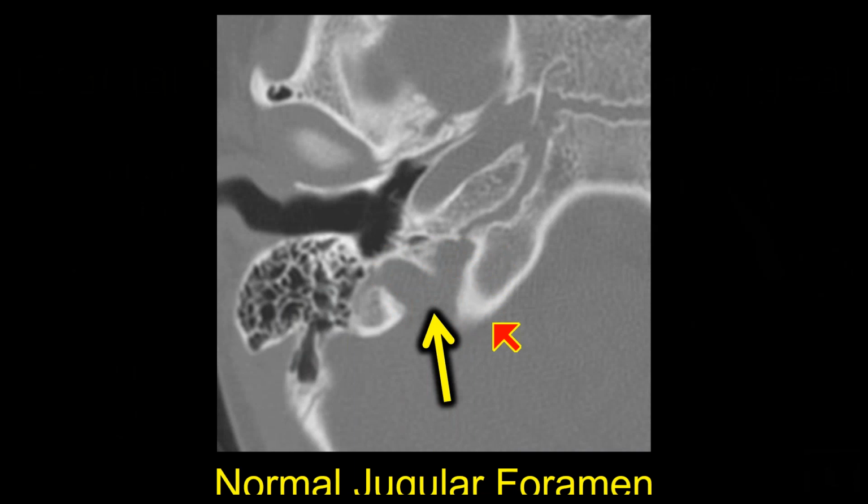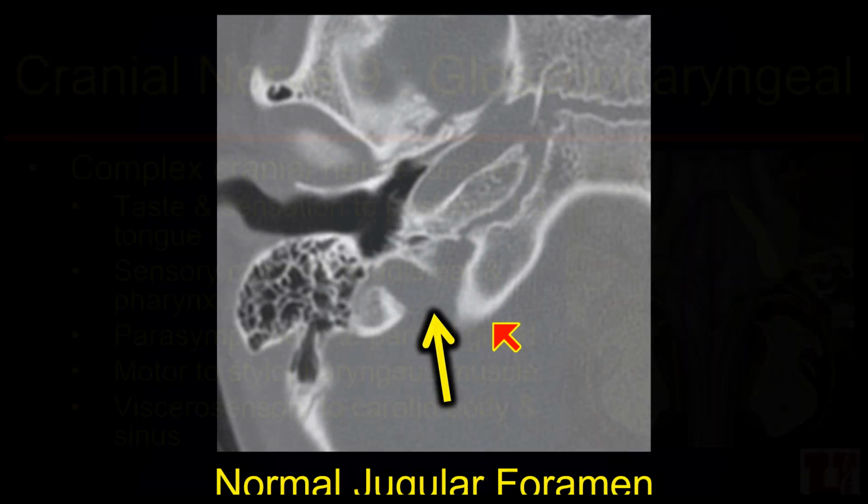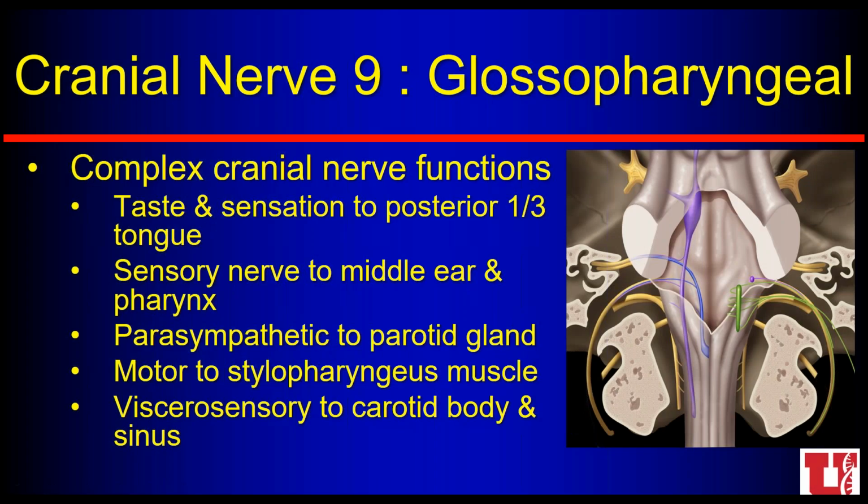So now we'll look at each of these nerves. 9 and 10 are both very confusing, and they both have 4 different cranial nuclei that we think about. So 9 we think about as usually having 4 big functions. So we have a little bit of taste and sensation to the posterior third of the tongue. There's a little sensory nerve to the middle ear, so general sensory to the middle ear cavity. There's also parasympathetics to the parotid gland, and there's a little bit of motor that goes to the stylopharyngeus. So this is kind of a complicated nerve in that sense.